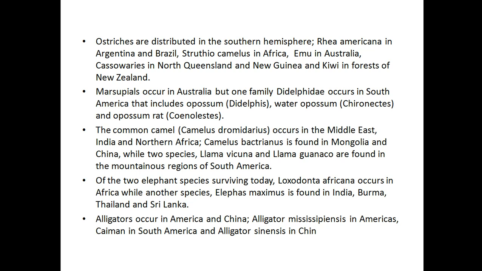One more example, the alligators occur in America and China. Alligators are seen in the Mississippi River of America, and the cousin of these alligators, caiman, is found in South America, and Alligator sinensis is seen in China.